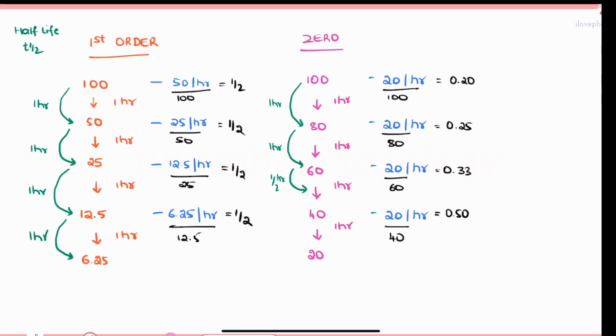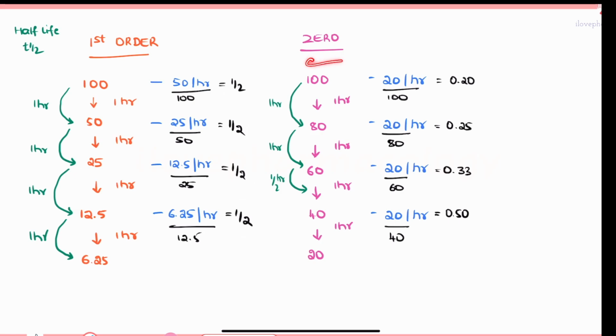Next, coming to the clearance. Clearance can be defined as the rate of elimination divided by plasma concentration. Here the rate of elimination is 50 per hour and the plasma concentration is 100. So what will be the clearance? Clearance will be half of the 100. Here also, out of 50, 25 will be the rate of elimination, the plasma concentration is 50, and the clearance is this half. And in the subsequent eliminations, the clearance remains constant. So everywhere in first order, the clearance remains constant.